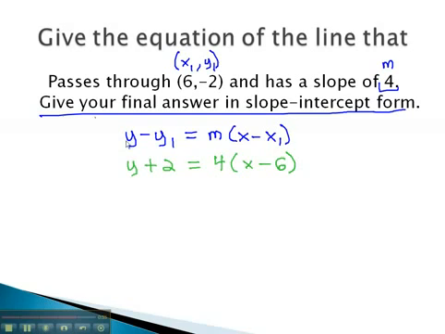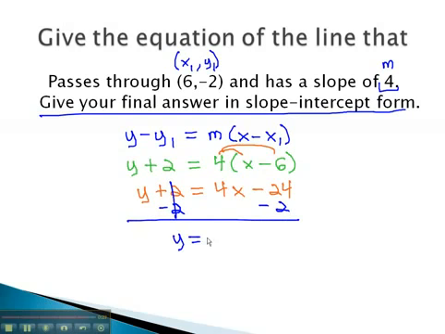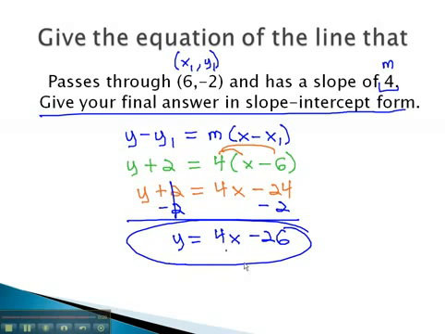However, the directions want us to give our final answer in slope-intercept form, which means we must ultimately solve this equation for y. We can do that by first distributing through the parentheses to clear those out of the way. Y plus 2 equals 4x minus 24. Finally, subtracting 2, we'll get the y alone. We now have y equals 4x minus 26. This now is the equation in slope-intercept form that's going to go through the point 6, -2, and the slope is 4.